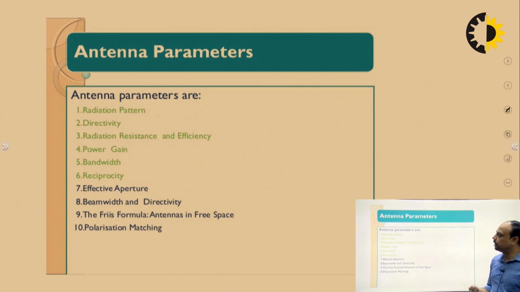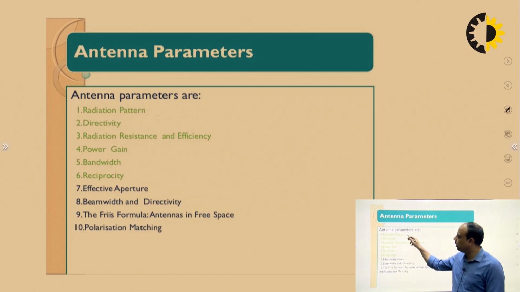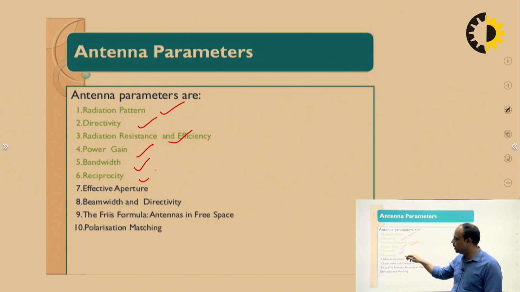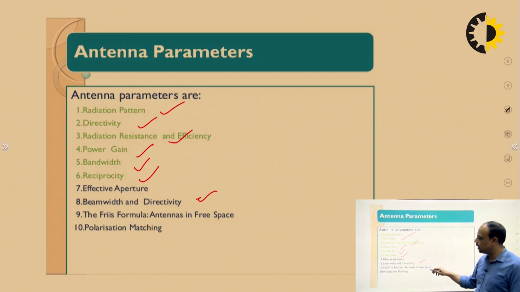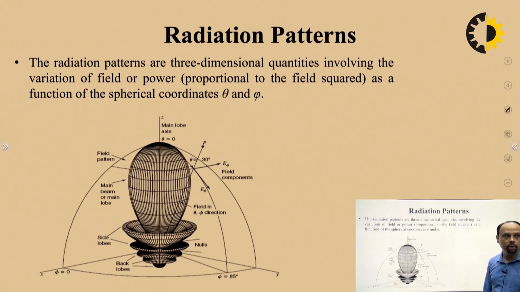So, these are the different antenna parameters. The first is the radiation pattern, then directivity, radiation resistance, power gain, bandwidth, reciprocity, effective aperture, beam density and directivity, then the Friis transmission formula. The first is the radiation pattern. The radiation pattern is nothing but the pattern of the radiation that is provided by the antenna.